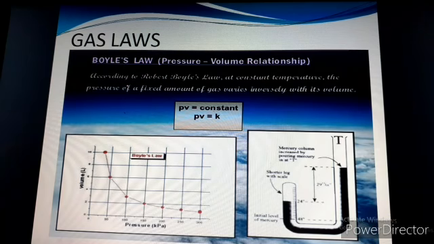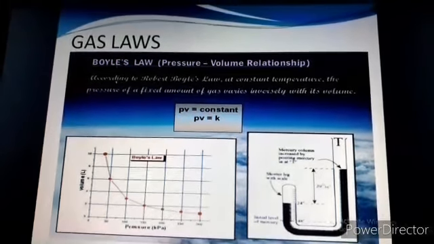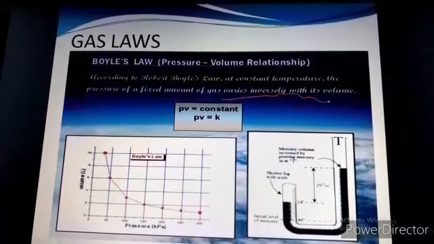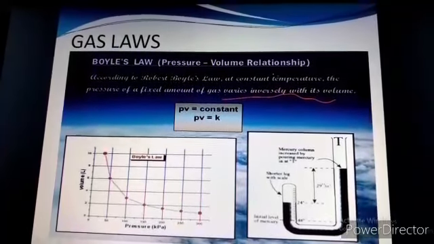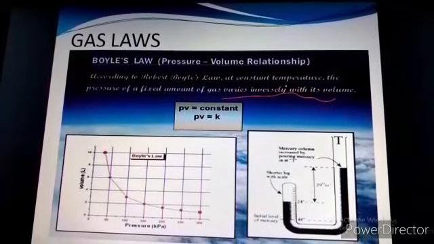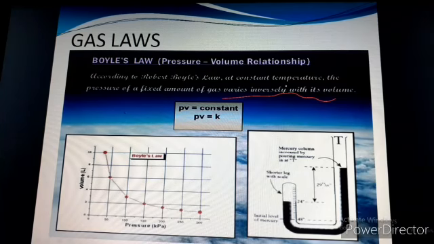Let us start with the first law, that is Boyle's law. It is also called the pressure-volume relationship. It means there are two variables which vary and the other two variables are constant. According to Robert Boyle's law, at constant temperature the pressure of a fixed amount of gas varies inversely with its volume. Means at constant temperature and a fixed amount of gas, the pressure of a gas is inversely proportional to its volume, or P is inversely proportional to V. If we increase the pressure on the gas, its volume decreases. If we decrease the pressure, its volume increases.